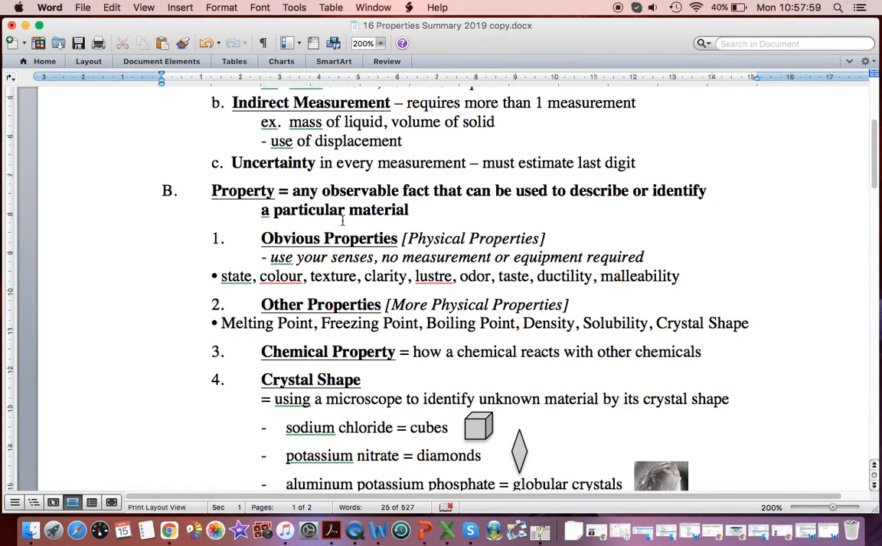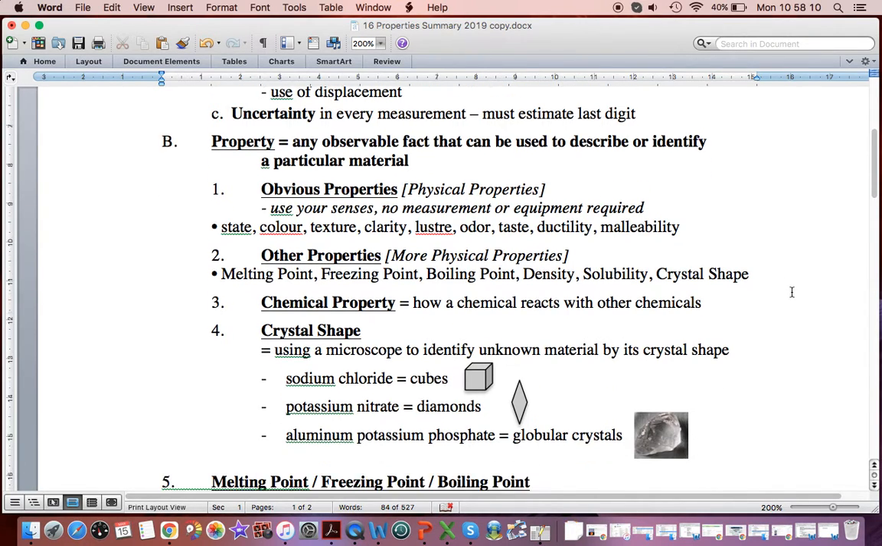You should know the definition of the word property. This is the definition I'm after, not one that you may have Googled. A property is any observable fact that can be used to describe or identify a particular material.